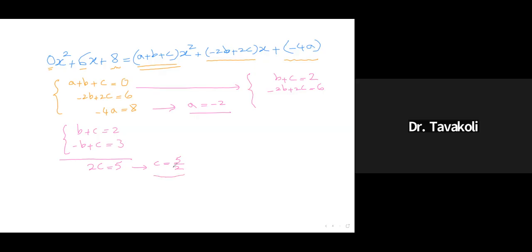I found C. Since B plus C is 2, I can easily find B. So this is kind of problems you have seen in basic algebra courses. So B plus C is 2. C is already 5 over 2, so B must be minus 1/2.